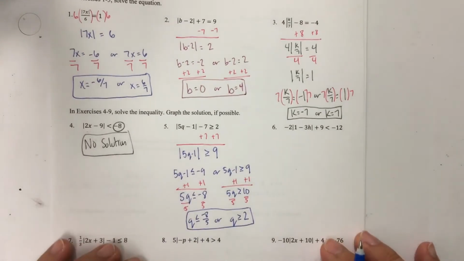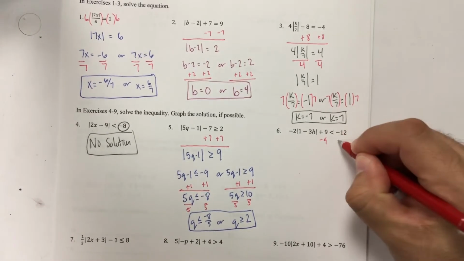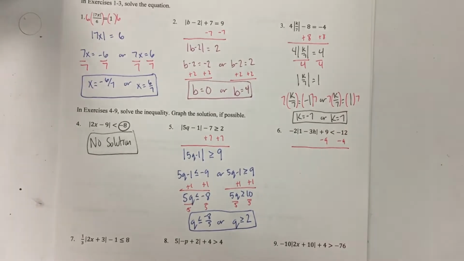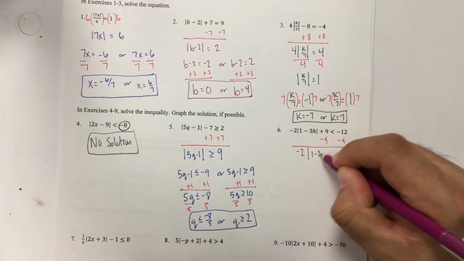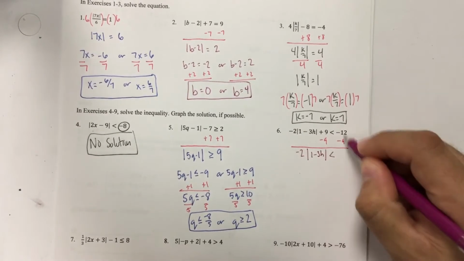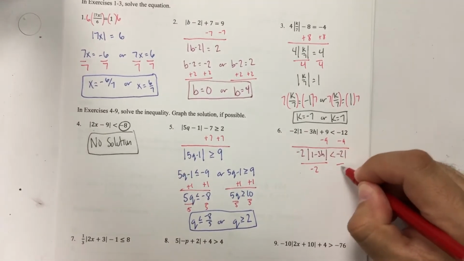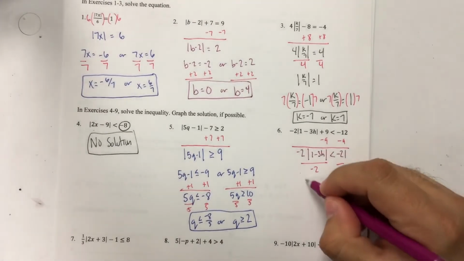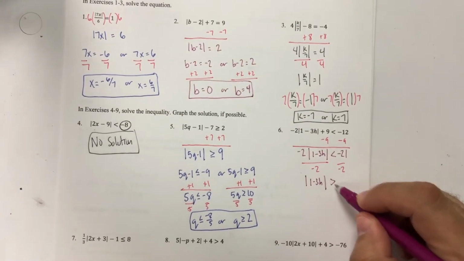All right, for number 6, same type of problem here. So first, we're going to isolate the absolute value expression. So we'll subtract 9 from both sides. So negative 2, absolute value of 1 minus 3h is less than negative 21. Now when we divide by a negative sign here, don't forget to flip the inequality. So it went from less than to greater than.